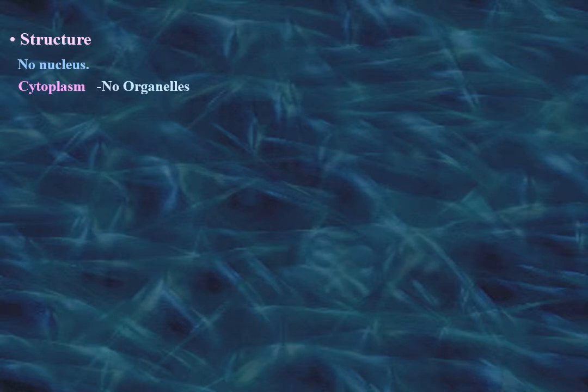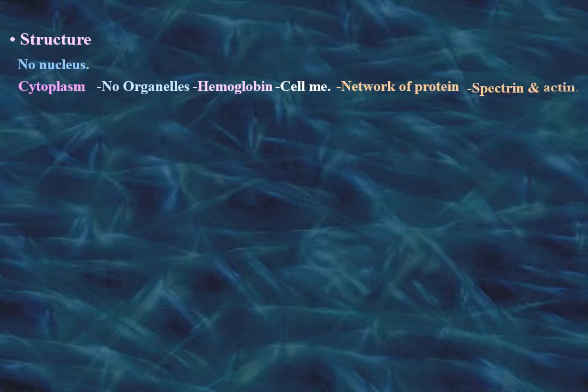Structure. RBCs are not true cells. They have no nuclei. The cytoplasm of each contains no organelles, but only a mass of hemoglobin surrounded by a cell membrane. The cytoplasm contains also a network of protein formed of spectrin linked with actin. This network may act as a cytoskeleton, maintaining the shape of erythrocytes.